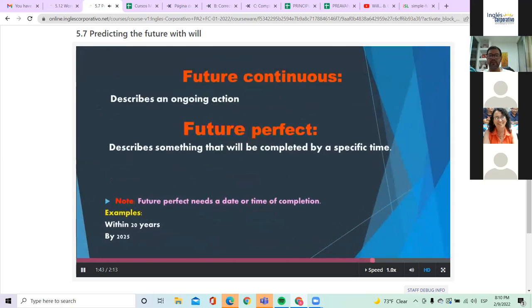It is important for you to know that future continuous describes an ongoing action, and future perfect describes something that will be completed by a specific time. Note: future perfect needs a date or time of completion. For example, within 20 years, by 2025.